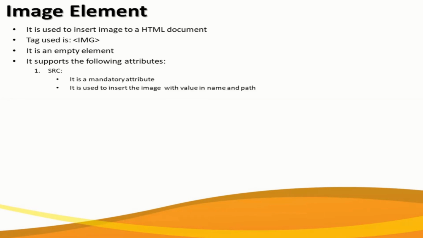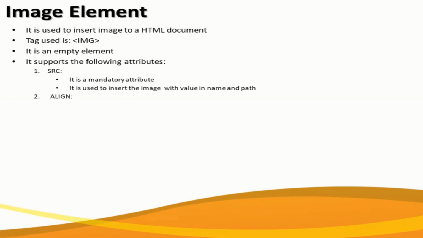First one is the src attribute, or you can say source. src is mandatory because in it we define which image we are going to show in the browser, and its value is the file name with the full path of the image. But to avoid giving the full path of the image, you can put the image file in the same location where the HTML file is present. Next one is the align attribute. It is used to set the alignment of the image. It can be either left or right. Default value is left.